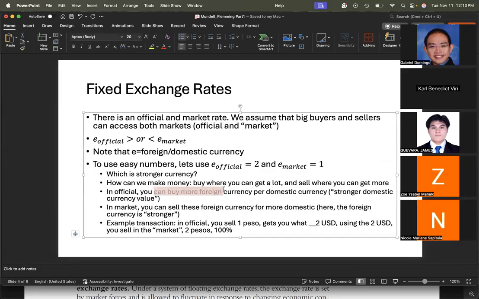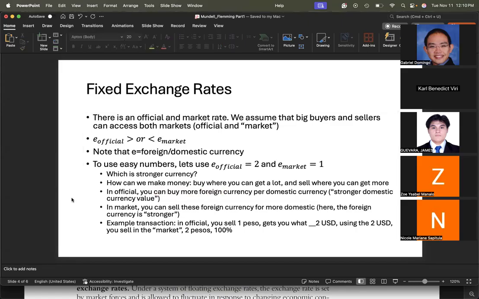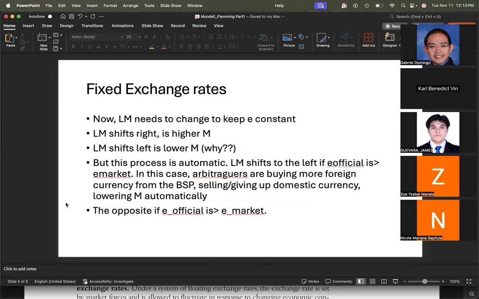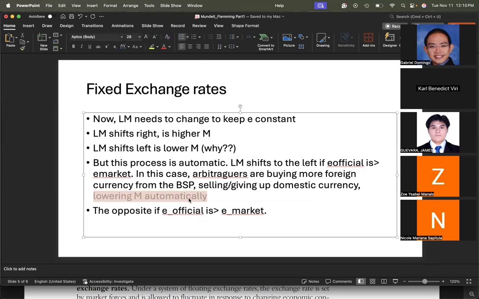So, in official, you buy foreign currency per domestic currency, right? If you buy more foreign currency per domestic currency, that means you're giving up domestic currency. So it reduces the domestic currency in circulation, which is by definition the M, the money supply. So it lowers M automatically because arbitrageurs or traders are giving up domestic currency to get foreign currency. So M goes down and the LM curve shifts down.